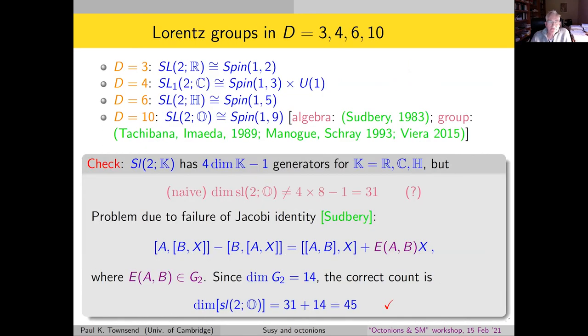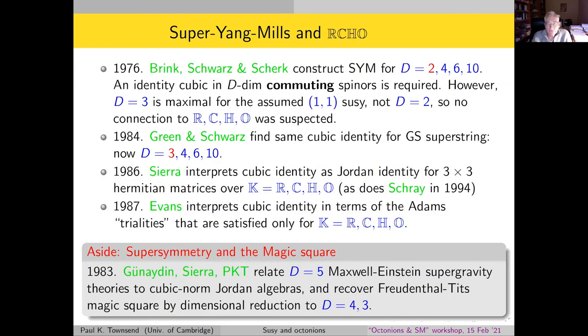But on the other hand, there was no real connection at this point to the Octonions. They didn't really get in except in this kind of suggestive way. I think the way that they first really entered in a more convincing way was in the context of super Yang-Mills theories. Now, Brink, Schwarz and Scherk had already, back in 1976, constructed super Yang-Mills theories in higher dimensions. But they'd considered the dimensions 2, 4, 6, and 10, not 3, 4, 6, and 10.